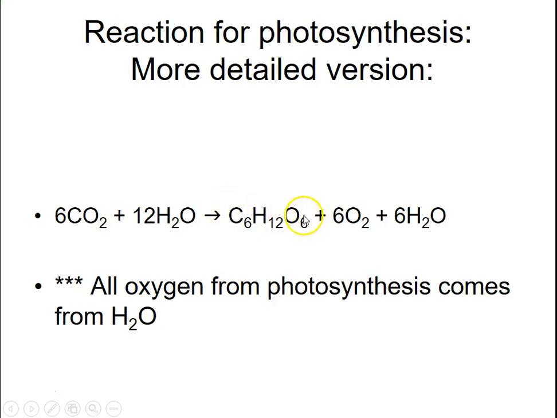So, in our sugar that's produced right here, the carbons are going to come from carbon dioxide. That's the only source. The oxygen in this sugar comes from carbon dioxide, because all of this oxygen is used as atmospheric oxygen. And so, of course, the hydrogens in the carbohydrate come from the water. So, once we establish that all the oxygen from photosynthesis comes from water, everything else in this reaction falls into place as far as how the molecules are rearranged.